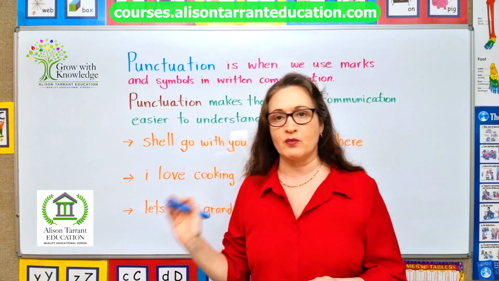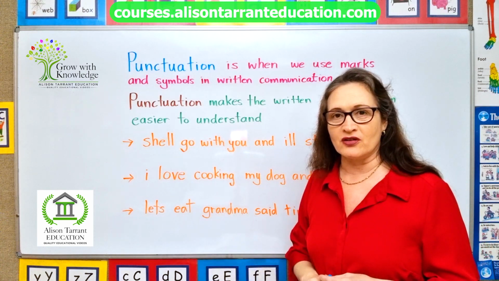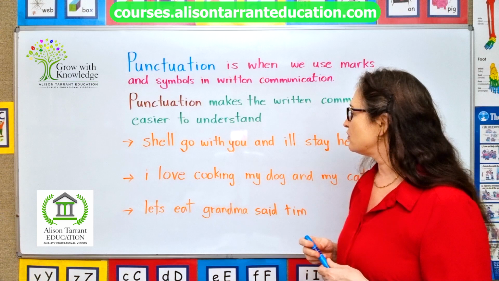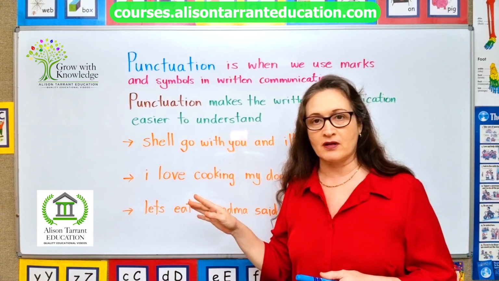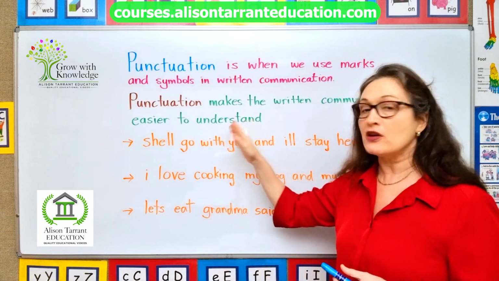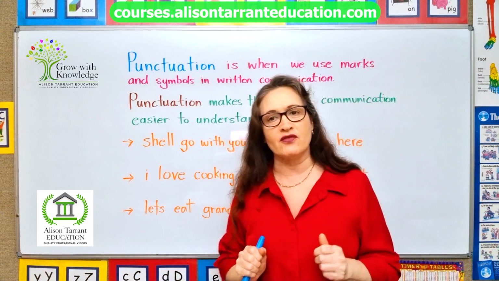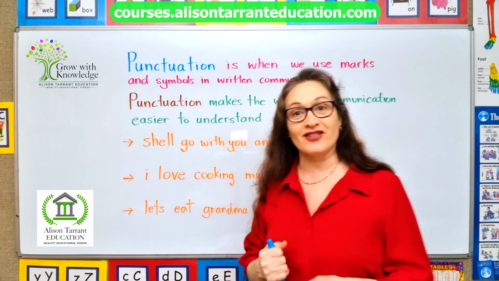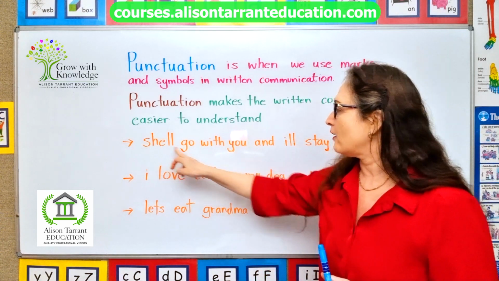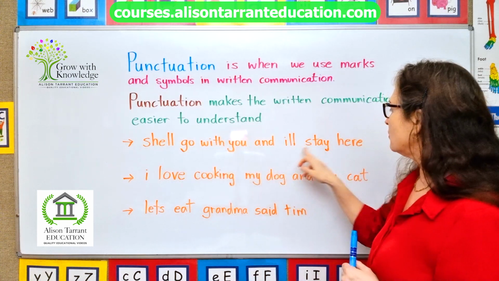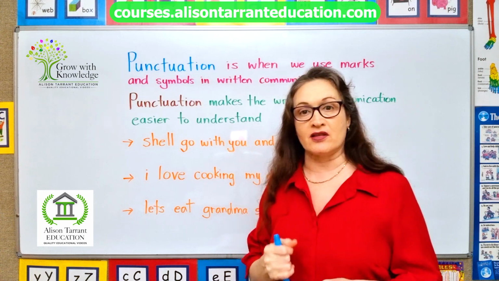So what I've done on this board is I've written 3 sentences below with no punctuation symbols whatsoever. And what we're going to do, we're going to read the sentence without the punctuation symbols first, and then we're going to rewrite each sentence with all their punctuation symbols, and let's just see if they make more sense. Let's just see if it works. So let's look at the first sentence. "Shall go with you and ill stay here." It doesn't really make much sense, but if we put the punctuation in, let's see if it makes a difference.